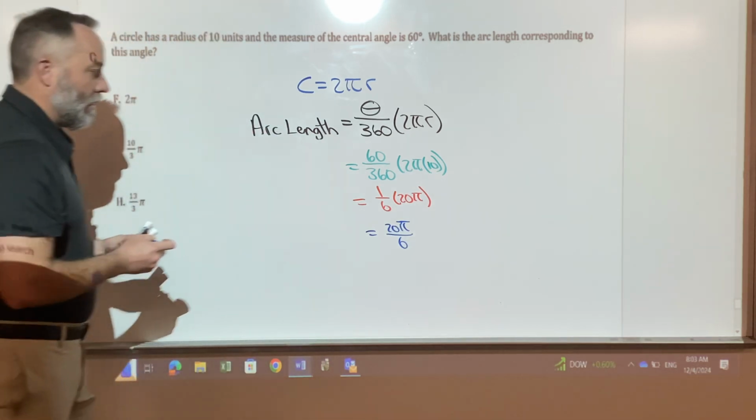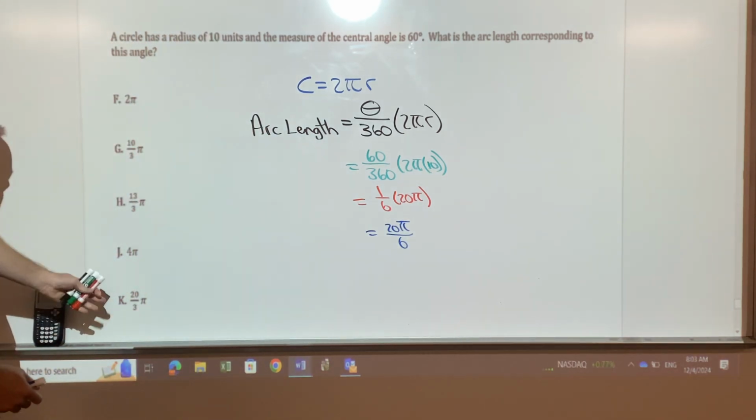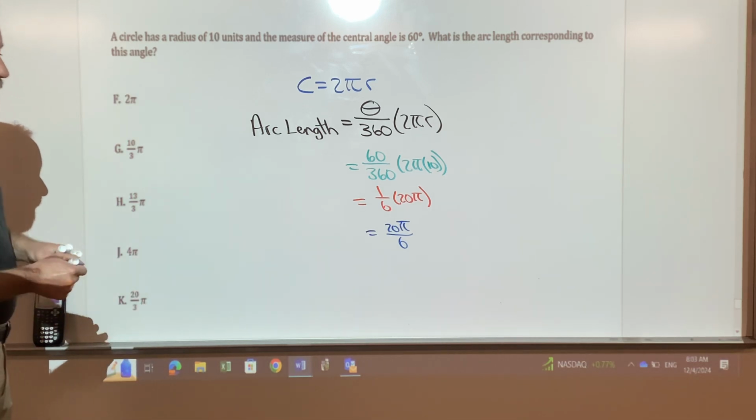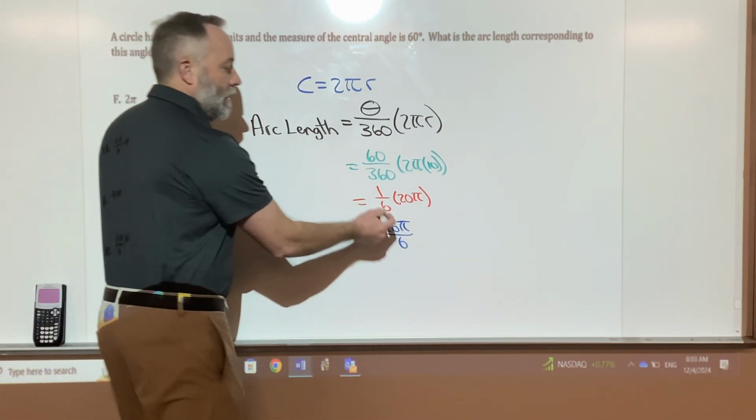Okay, you might say, oh, I think that's my answer. You look there, it's not there. It's close to this, but we want to be careful. We just need to represent this in a simplified way.